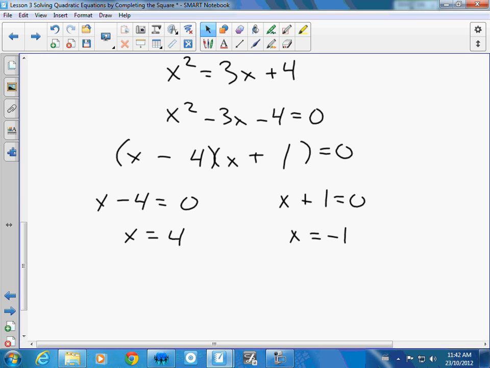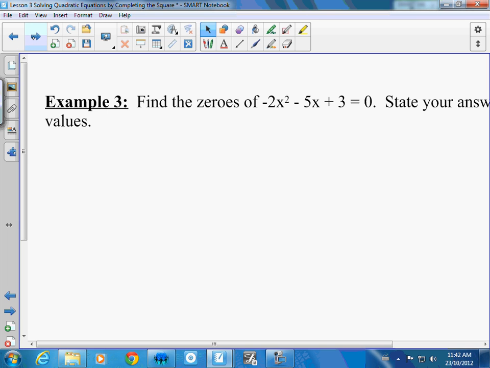Okay, next one. Find the zeros, which means find the x-intercepts, or find the solutions. Now, this is interesting: it says state your answers as exact values, which means I don't want any decimals, and I don't want those decimals to go on forever. If it's, for instance, 0.3 repeating or 1/3, you'd give me 1/3. Is that more exact? Yeah. Okay.